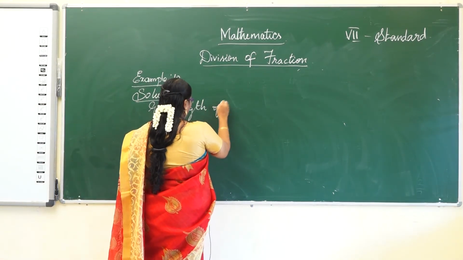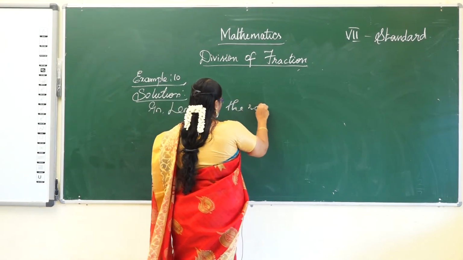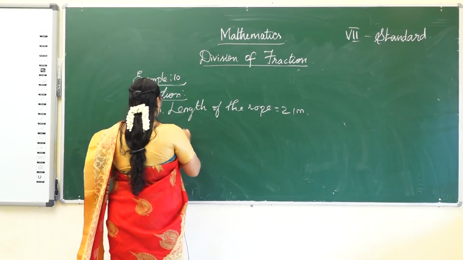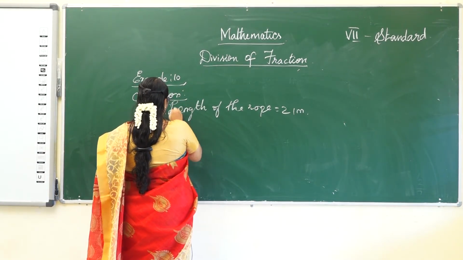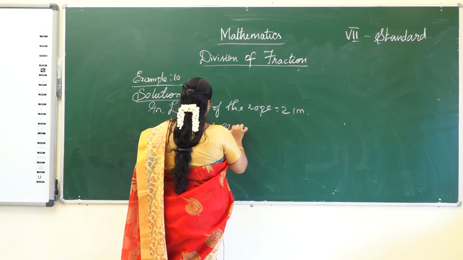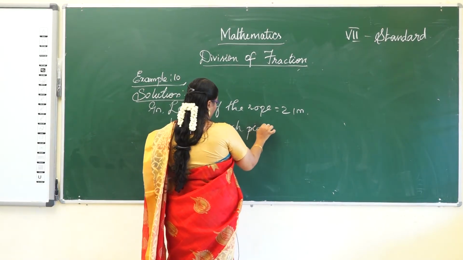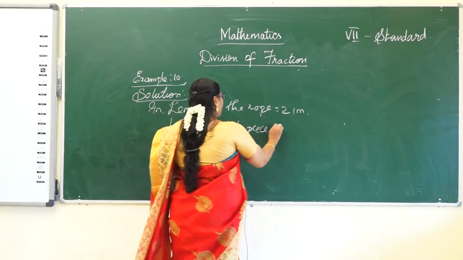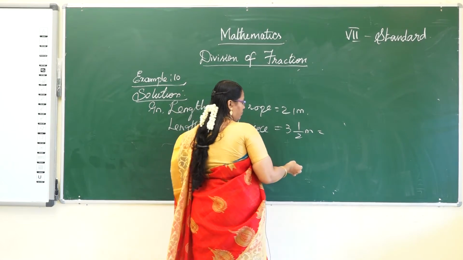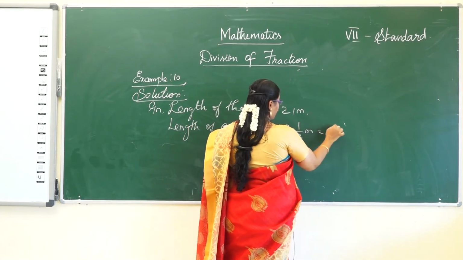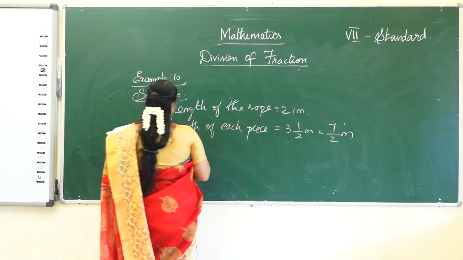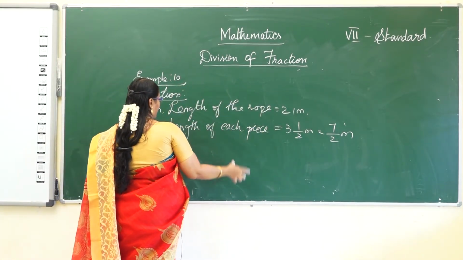So the length of the rope is equal to 21 meters, and the length of each piece is 3 1/2 meters. Change to an improper fraction: 2 threes are 6, plus 1, is 7/2 meters. So for the number of pieces, we divide this one by this one.